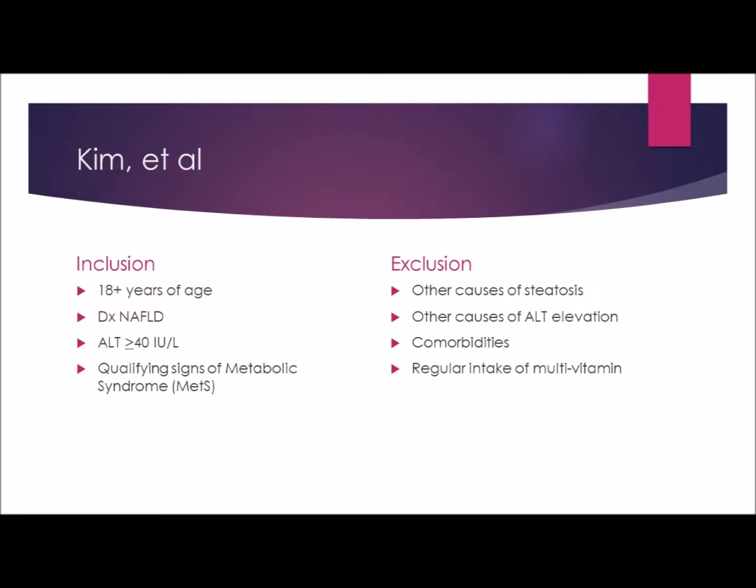Patients were included if they were 18 years or older with a diagnosis of NAFLD and an AST greater than or equal to 40 IU per liter, with the qualifying signs of metabolic syndrome. Patients were excluded if they had other causes of steatosis like alcohol intake, other causes of ALT elevation like viral hepatitis, autoimmune liver diseases, toxic hepatitis, or hemochromatosis, and a comorbidity like advanced malignant diseases, or if the patient took a multivitamin prior to enrolling in the study.